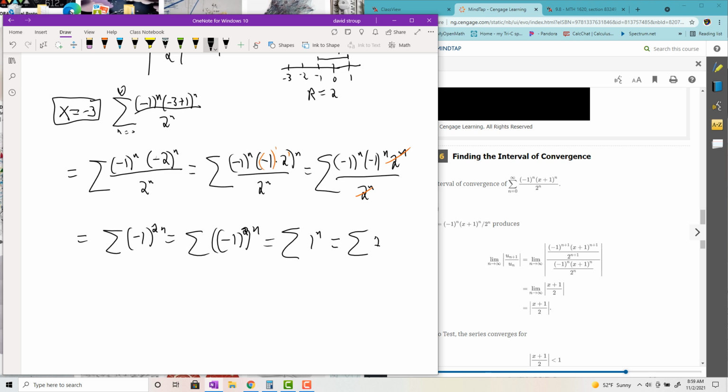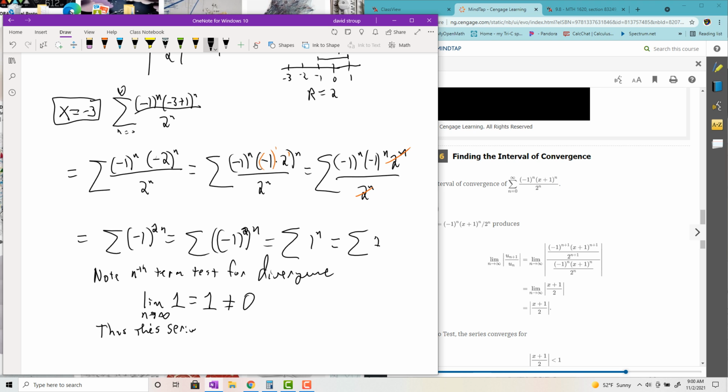So what does that do? Do the nth term test for convergence. You can also consider this a geometric series with r value 1, so therefore it's divergent. But I'll go with the nth term test, the nth term test for divergence. We have the limit as n goes to infinity of the formula for the terms of the series, 1, equaling 1, which does not equal 0, thus it's divergent. So the series diverges.